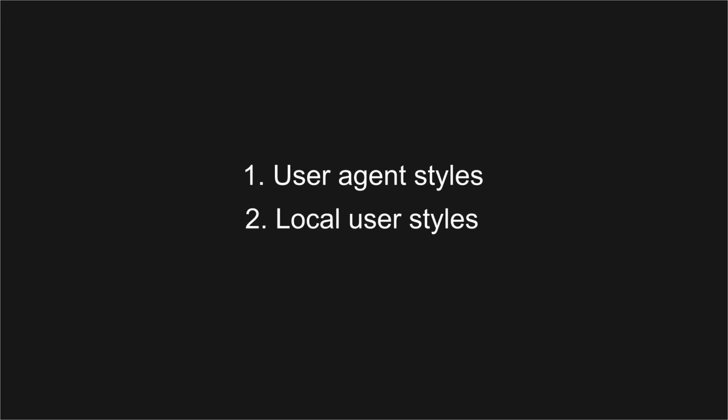Typically, there are three origins where the CSS is coming from. One is the user agent styles. User agent styles are the default styles of a browser. Then we have the local user styles. This comes from the operating system itself. This could include the styles being applied by an extension. Finally, we have the authored CSS, which is the CSS we write.